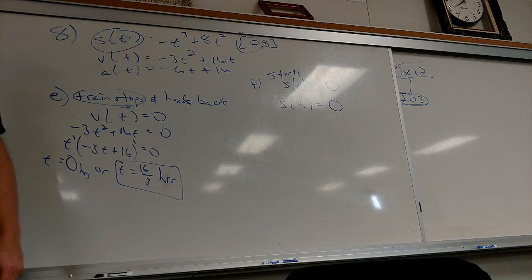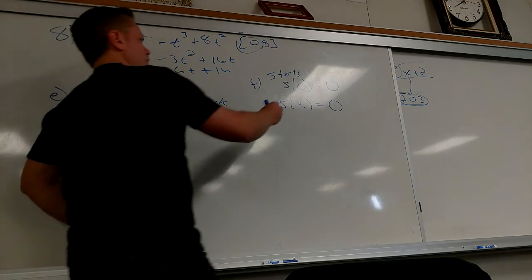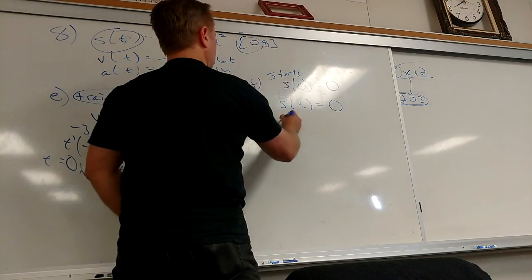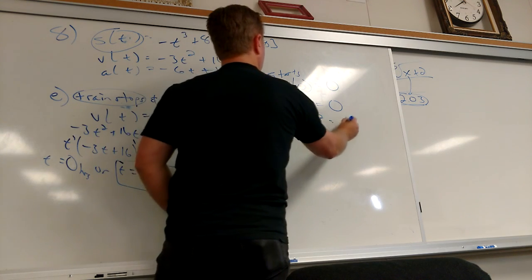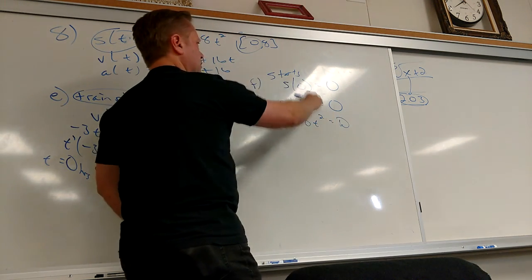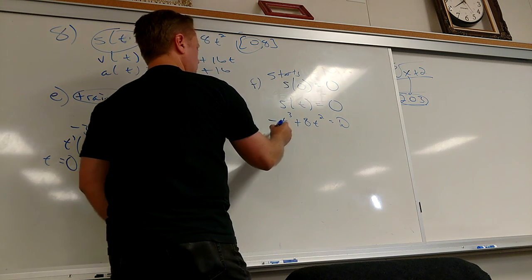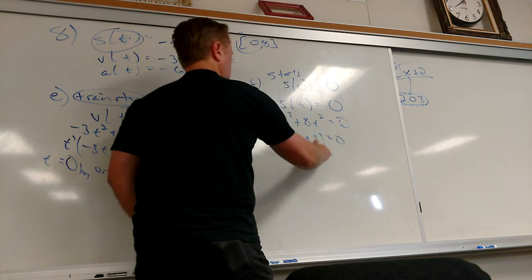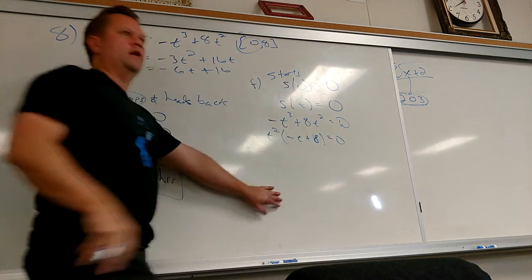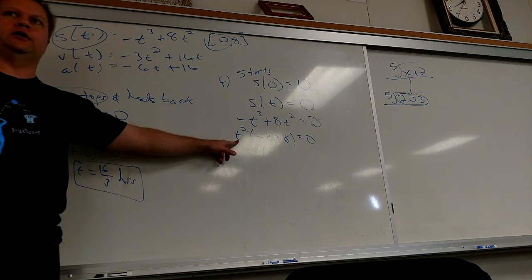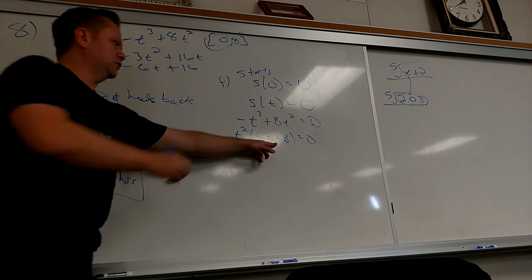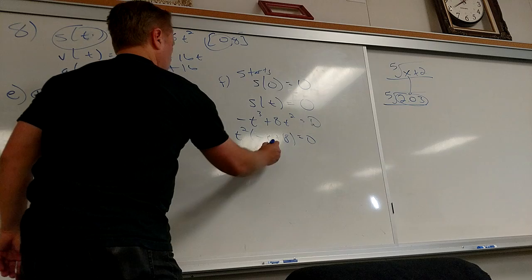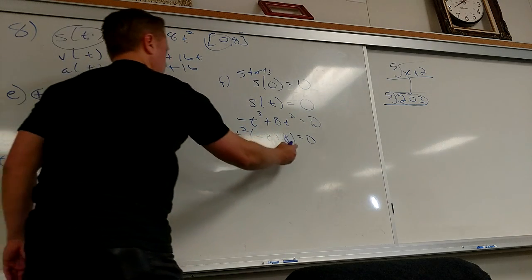Something happens here that I'm not going to say happens all the time. It was very nice in this problem. So what's S of t? It's negative t cubed plus 8t squared. I could just divide by t squared because I already know 0 is an answer, but just in case you guys freak out about that, factor that bad boy. I get t equals 0, which I knew already, and I get t equals 8.